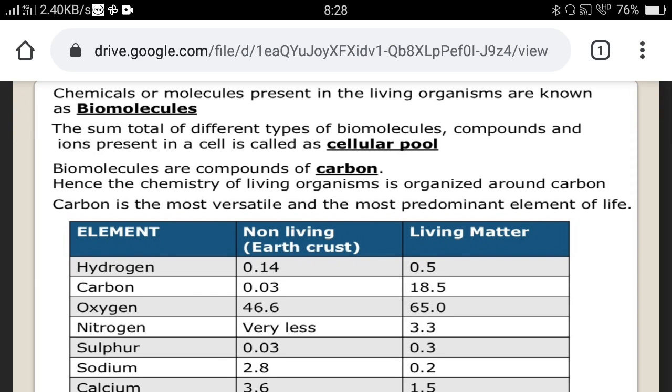Chemicals or molecules present in the living organisms are known as biomolecules. The sum total of different types of biomolecules, compounds and ions present in a cell is called cellular pool. Biomolecules are compounds of carbon. Hence, the chemistry of living organisms is organized around carbon. Carbon is the most versatile and the most predominant element of life.